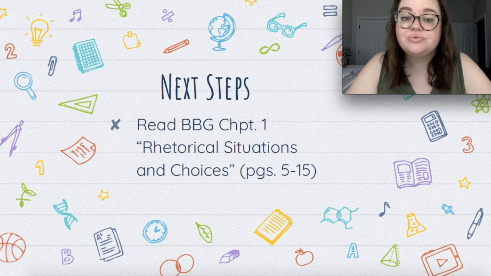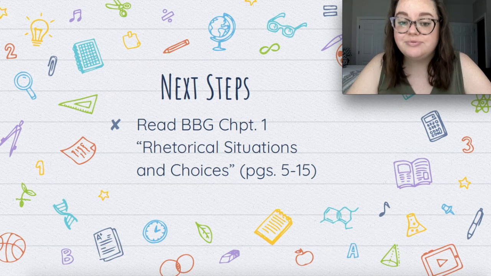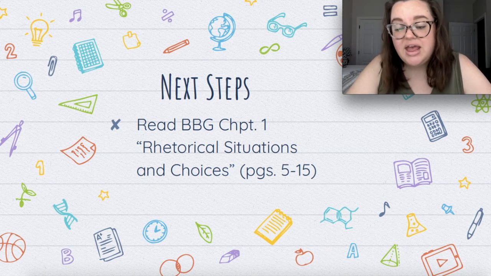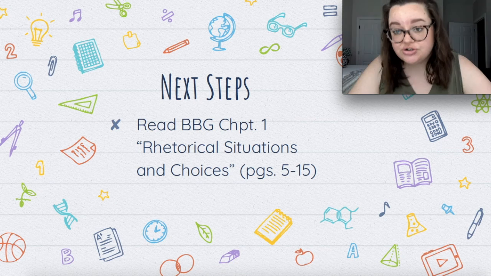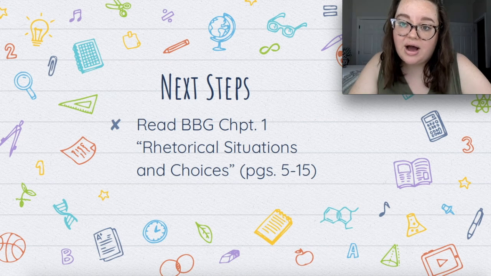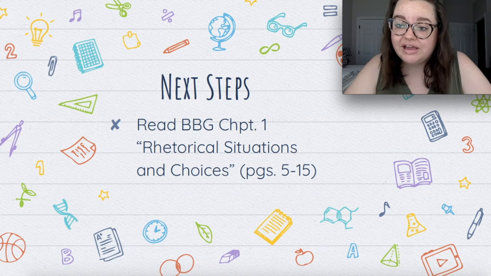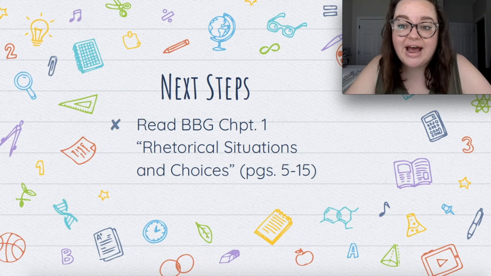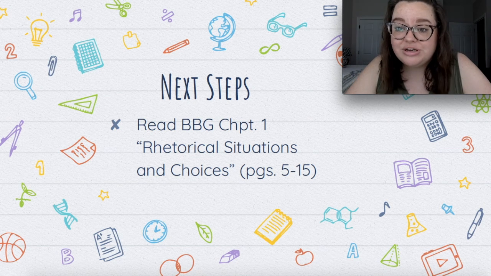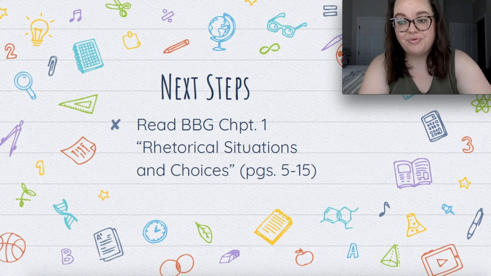So your next step is to read the Bedford Book of Genres, Chapter 1, Rhetorical Situations and Choices, pages 5 through 15. In this particular chapter, they're going to introduce you to this topic. They're going to teach you about this topic in the context of composing itself, so how you can think about rhetorical situation as a composer, and how you can think about rhetorical situation as a reader. So that's what we're going to be doing in the next little bit, is talking about this. Again, it's going to come out throughout the semester.